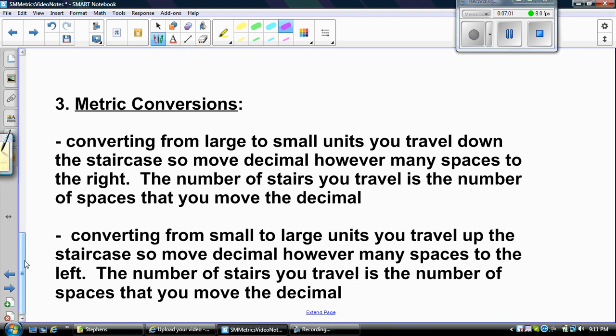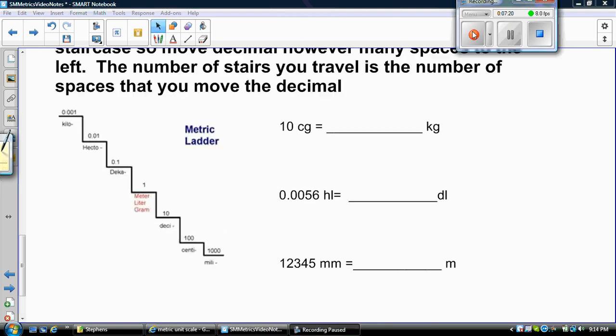We're going to do some examples to show you this. The next rule is the opposite when you convert from small to large. So now you're going from milli to kilo. You travel up the staircase, so you're going to move your decimal however many spaces to the left. The number of stairs you travel is the number of spaces that you move the decimal.